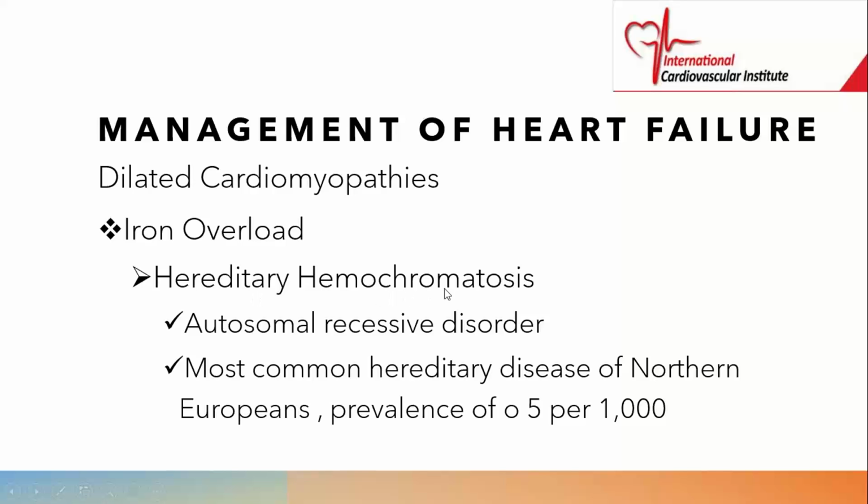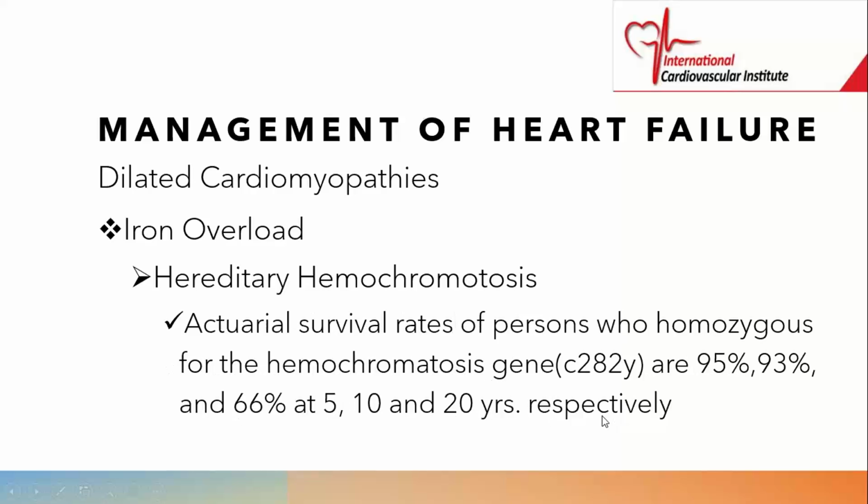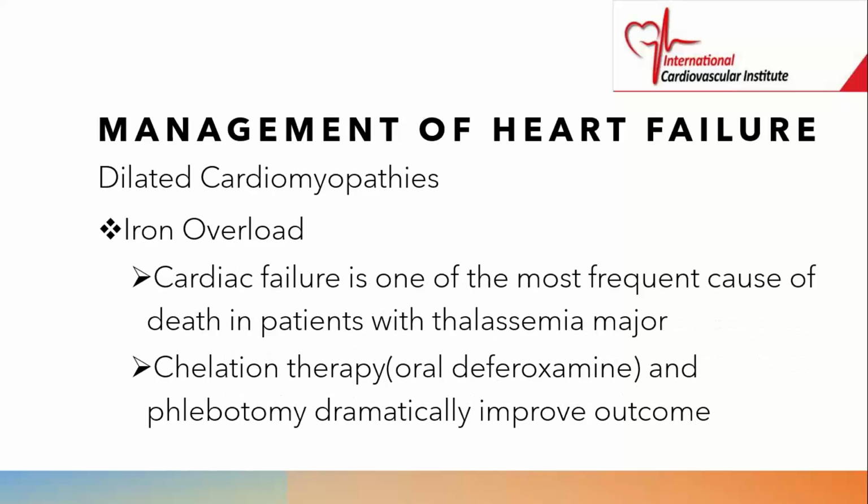Also, hereditary hemochromatosis. This is caused by an autosomal recessive disorder. This is one of the most common hereditary disorders of Northern Europeans, with a prevalence of about 5 per 1,000. The actual survival rates for persons who are homozygous for the hemochromatosis gene is about 95, 93, and 66% at 5, 10, and 20 years respectively. I mean, the important thing is that long-term, these patients don't do well.